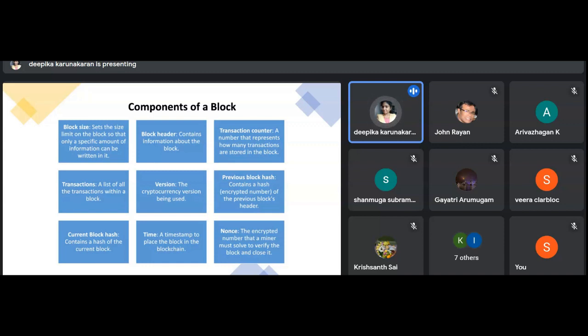And previous block hash. Each and every block except the Genesis block will have the previous block hash stored in the current block also. And current block hash, each and every block will have its own current hash. And the time, a timestamp to place the block in that blockchain. And the nonce is abbreviated as number only used once. It is an encrypted number that miners will be solving to verify a block and close it.